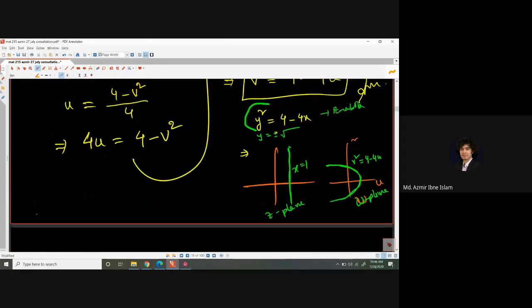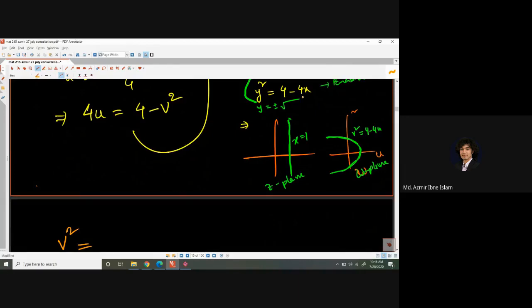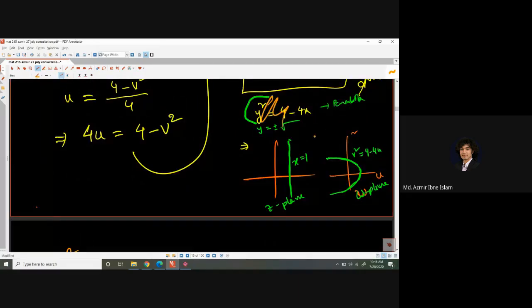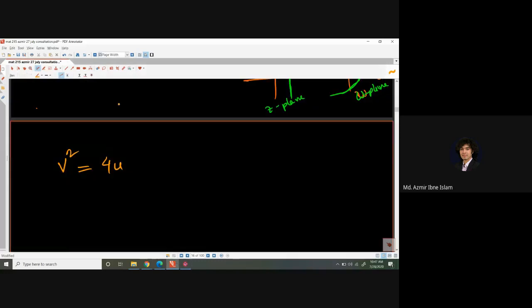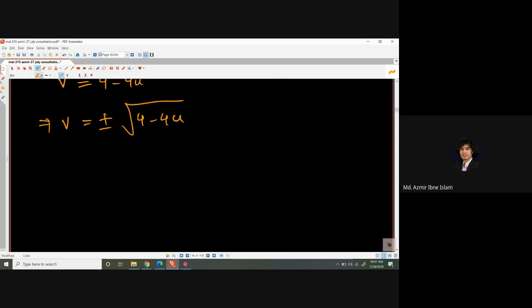So here we have y squared equal to 4 minus 4x. Okay, forget about this one. We have v squared equal to 4 minus 4u. For this, whatever concept I have used in Mathematica, at first I have drawn for positive and then negative. So we can just find v equal to plus minus root over 4 minus 4u. And again, you can use the tabular concept.